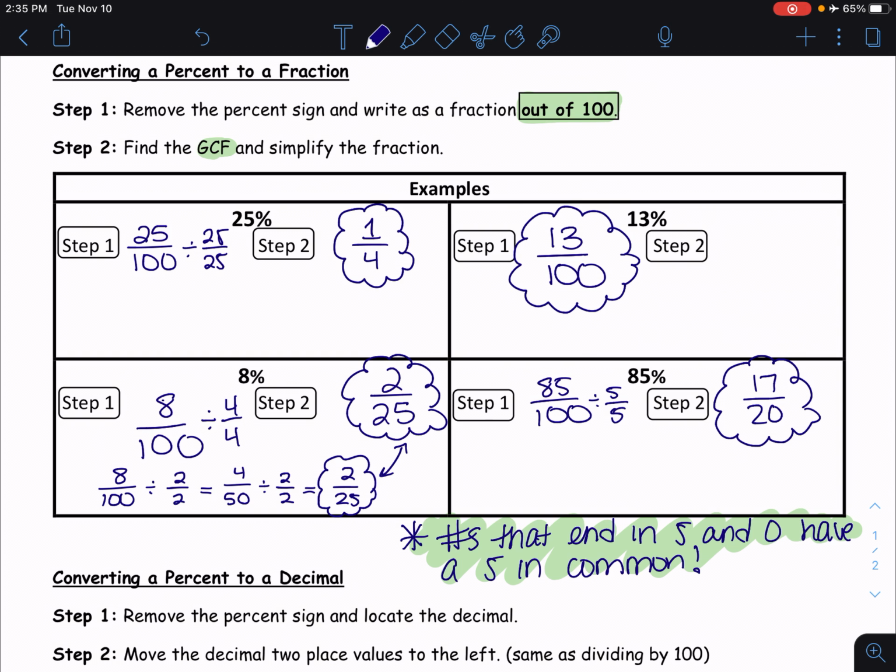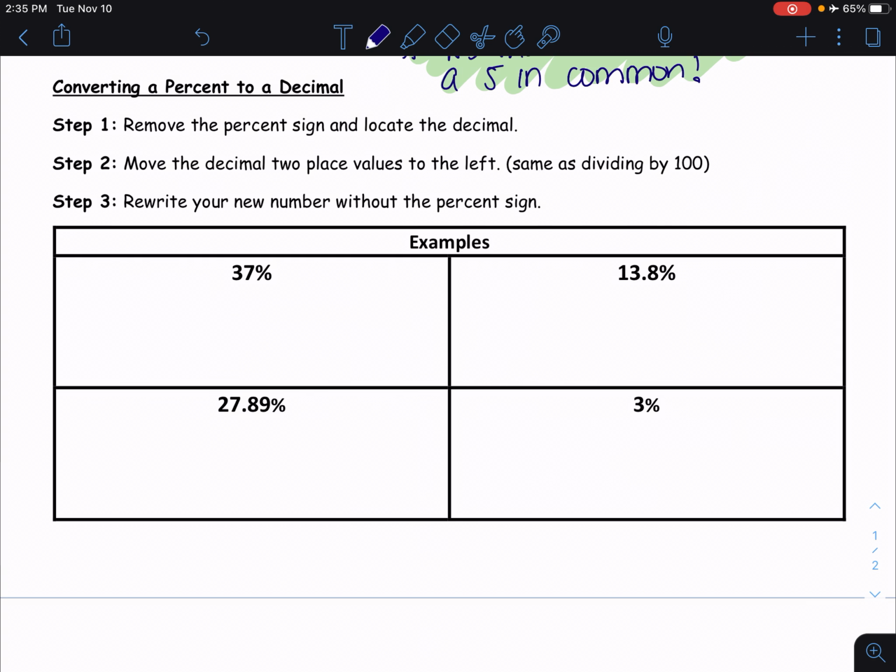Now we're going to talk about converting a percent to a decimal. So to convert a percent to a decimal, you're first going to remove the percent sign and locate the decimal. Step 2, you're going to move the decimal 2 places to the left. This is the opposite of what we did with decimals to percents. So to go from a decimal to a percent, I moved it to the right. To go the other way, percent to decimal, I go to the left. Then we're going to write our new number without the percent sign.